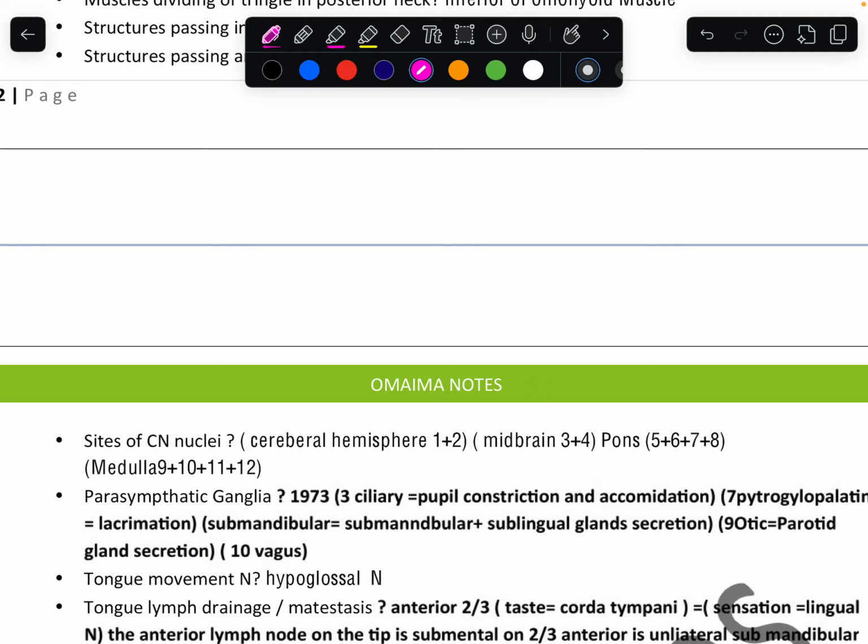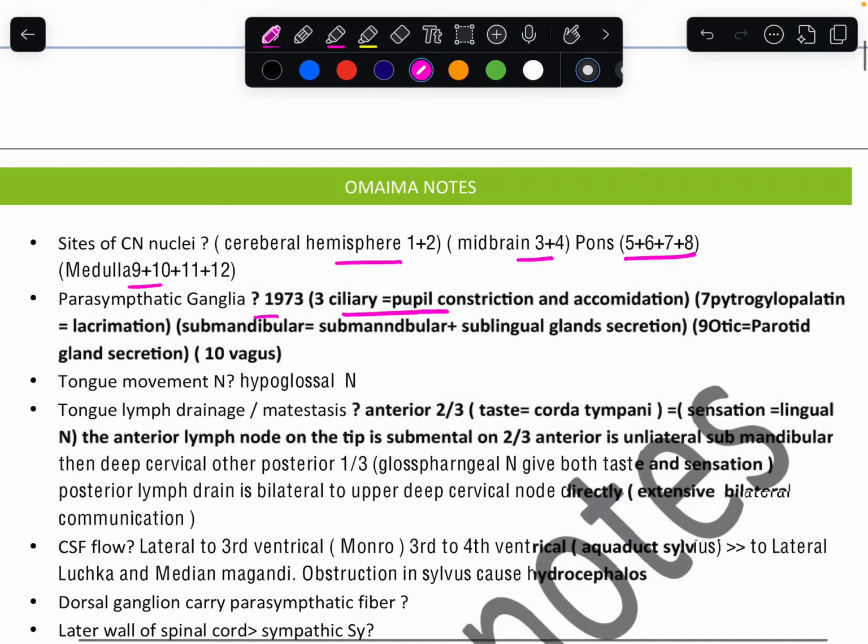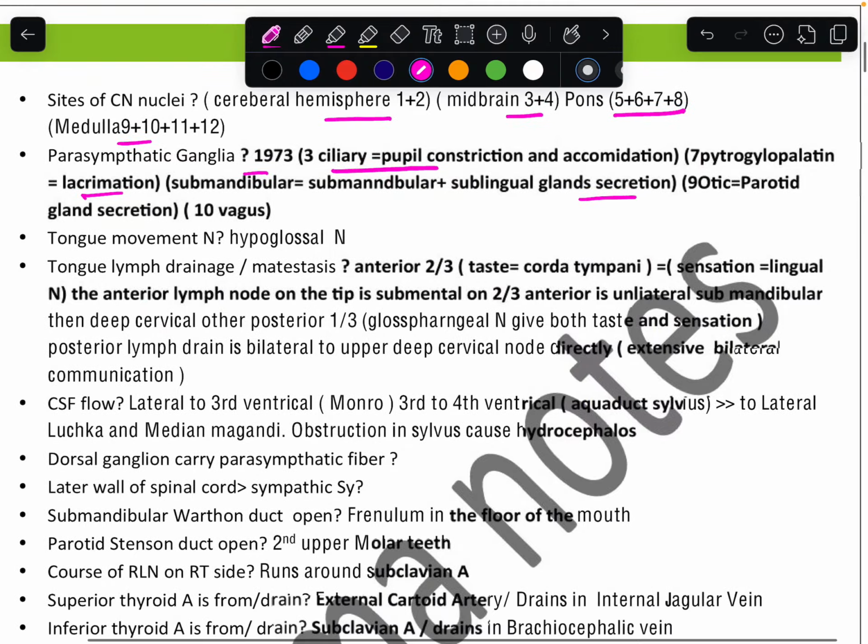Sides of cranial nucleus: cerebral hemisphere nerves 1, 2, midbrain 3 and 4, pons nerves. Parasympathetic ganglia: 3 is ciliary for accommodation and constriction, pterygopalatine for lacrimation, submandibular and sublingual for secretion, otic for parotid gland.